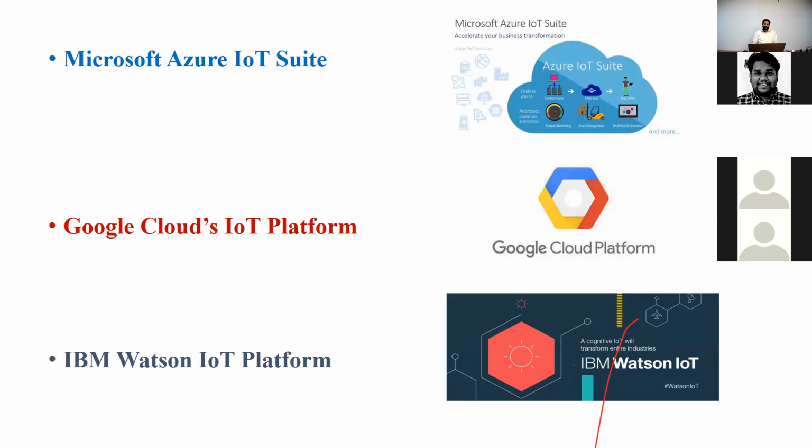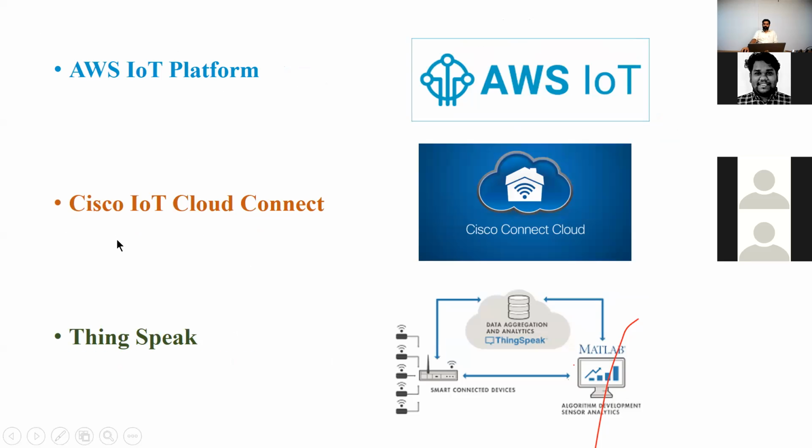Actually, how can we choose these types of cloud platforms for particular applications? Normally, I think 10 plus or 15 plus IoT cloud platforms are available in this era. But which one is most suitable for your research applications and student development applications? I will familiarize you with 3 or 4 types of platforms most suitable for your hardware deployments and sensor deployment. The first one is the Microsoft Azure IoT suite. Second one is your Google Cloud IoT platforms. Third one is IBM Watson IoT. Fourth one is AWS IoT, then Cisco and ThingSpeak.